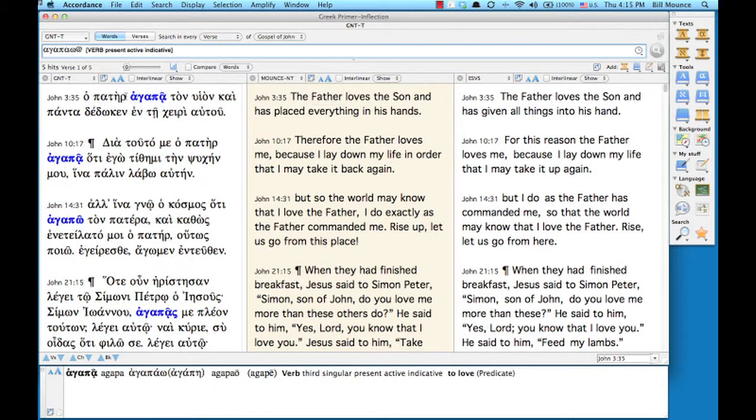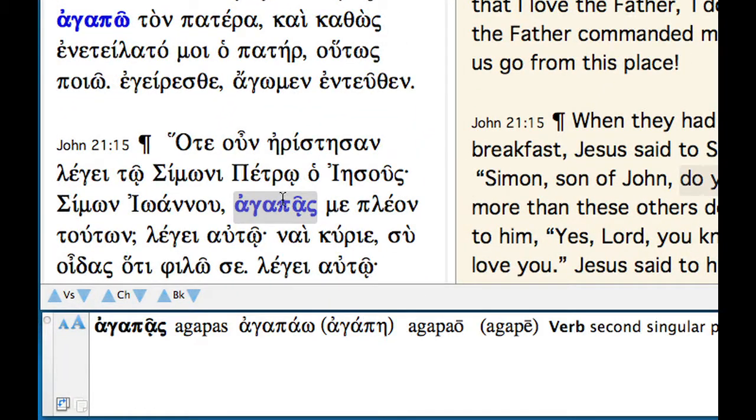So it means the Father loves the Son, and all things he has given in the hand of him, has given into his hands. But this is one example of inflection. Go down to verse 15, and you have agapas, alpha, iota subscript, sigma.